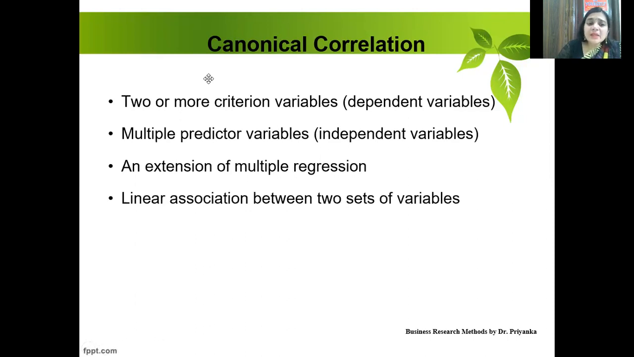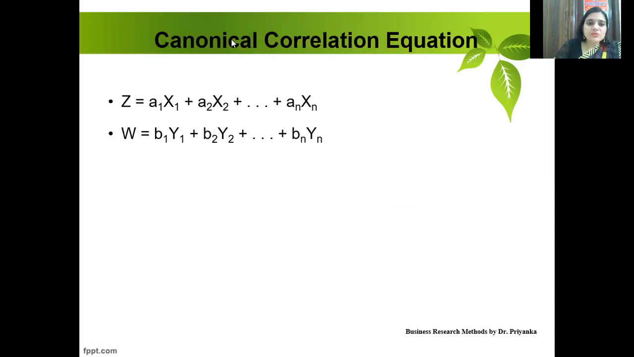It is basically a linear association between two sets of variables, wherein one set would be your dependent variables and another set would be your independent variables. This would be the canonical correlation equation: z equals a1x1 plus a2x2 up to anxn, and w would be your other variable, for which the equation would be b1y1 plus b2y2 up to bnyn. You can see the equation is very similar to regression analysis.